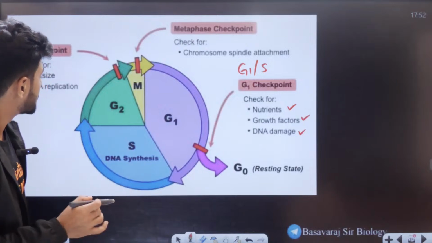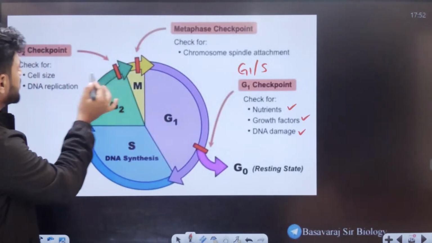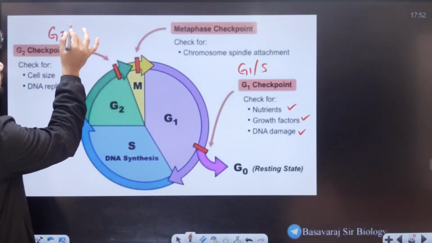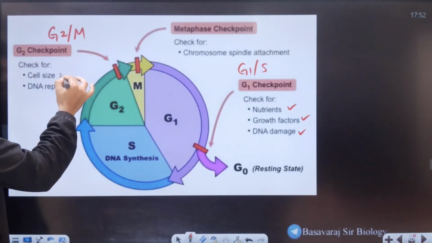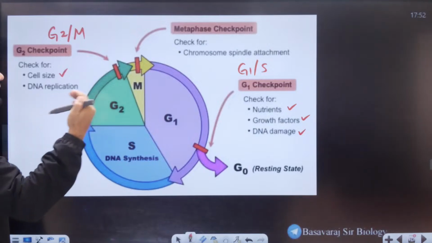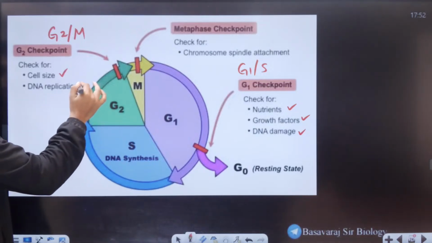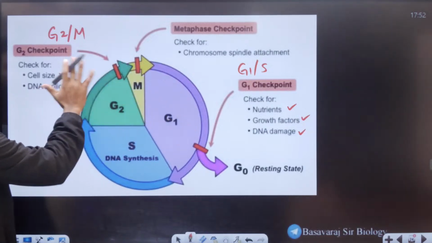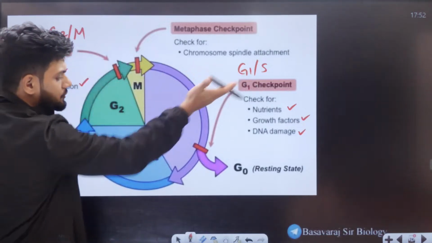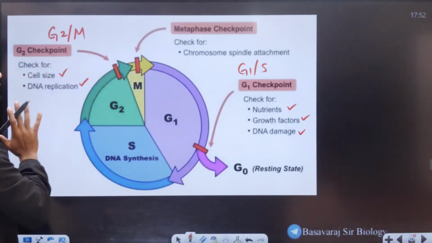Now one checkpoint is after G2. It is called the G2/M checkpoint. Here they'll check for cell size. Is the cell size enough for cytokinesis later on? And they check whether DNA replication has occurred properly or not. These two are the major checkpoints, after G1 and after G2.